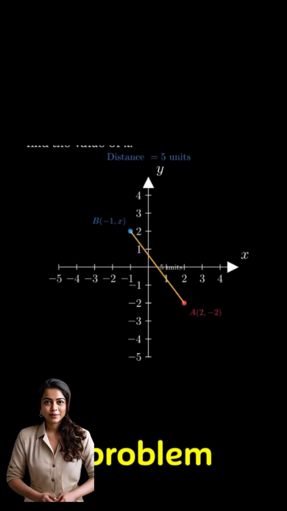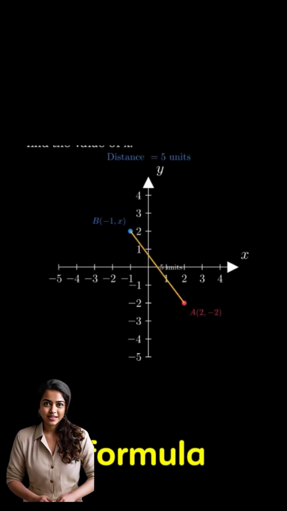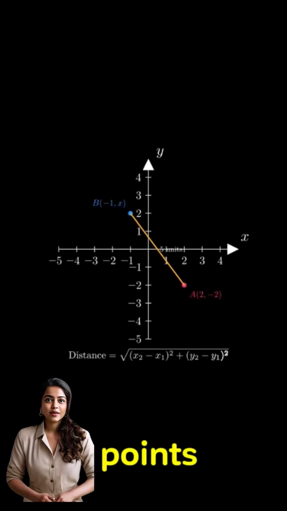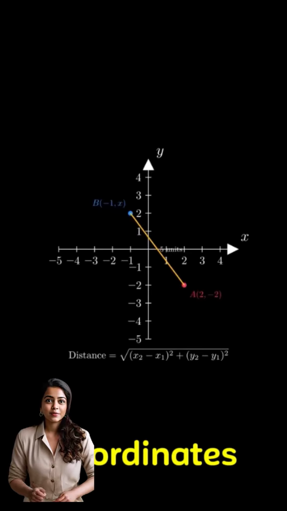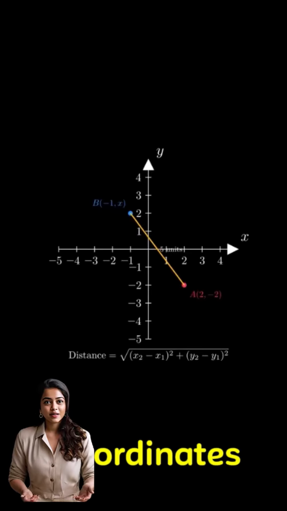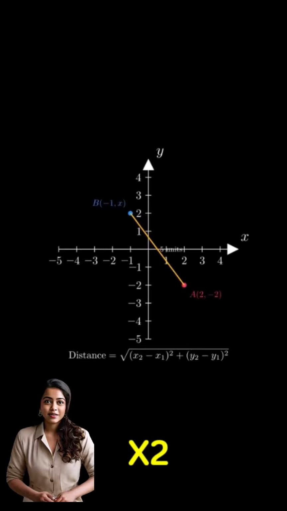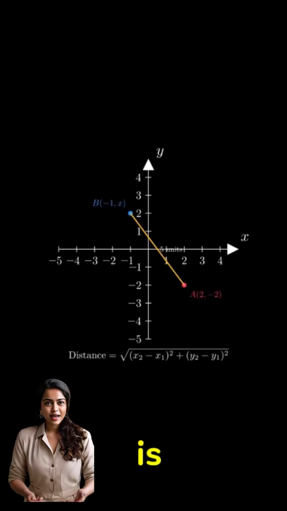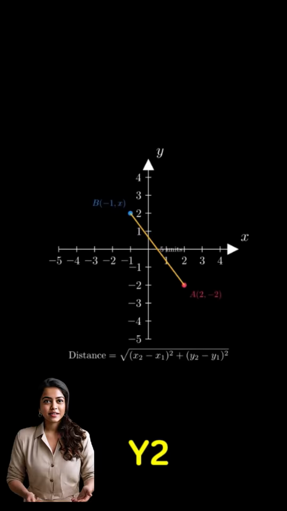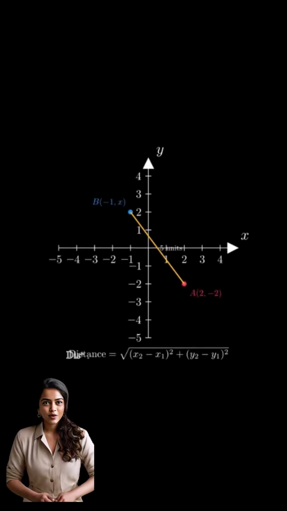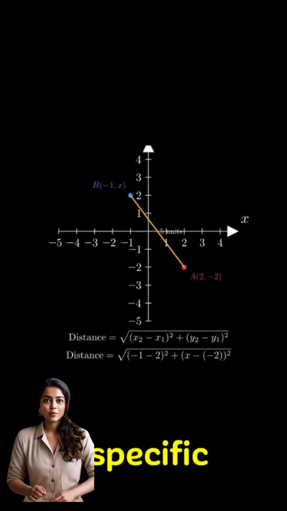To solve this problem, we'll use the distance formula. The distance between 2 points is the square root of the sum of the squared differences of their coordinates. For points with coordinates x1, y1 and x2, y2, the formula is the square root of the quantity x2 minus x1 squared, plus y2 minus y1 squared. Let's apply this formula to our specific points.